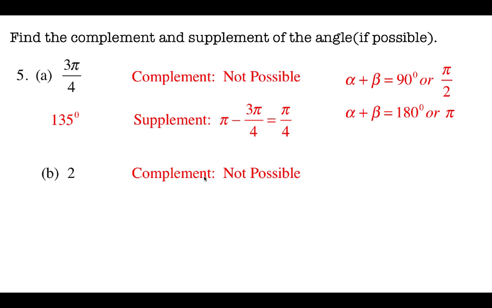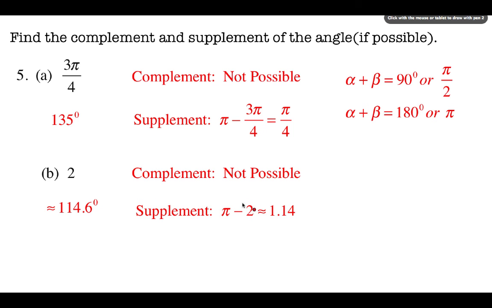And complement not possible. If you don't see it, again, change this to degrees, and you know that you end up with this. 114.6, that's why it's not possible to have a complement to 2 radians. Supplement is pi minus 2. You can leave it like this, or you can give me this approximation.